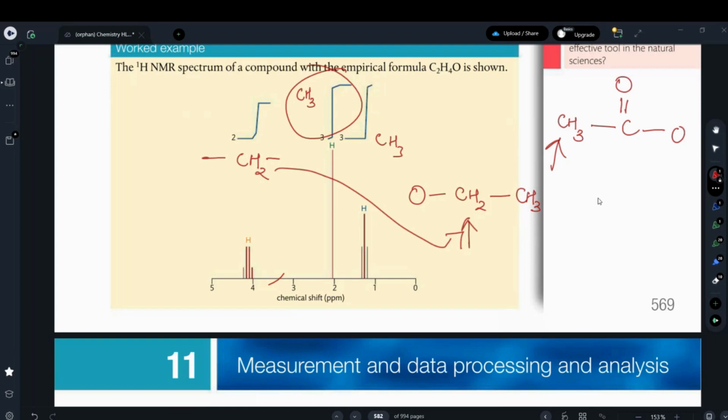Got my point? Similarly, if you look at this one, it is dependent on this peak. How? Because there are two hydrogens next to the CH3 group. So that gives a triplet.